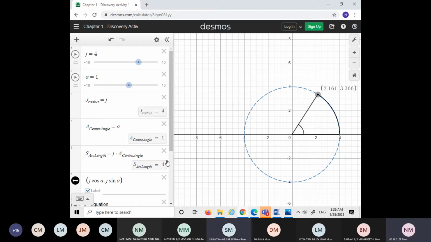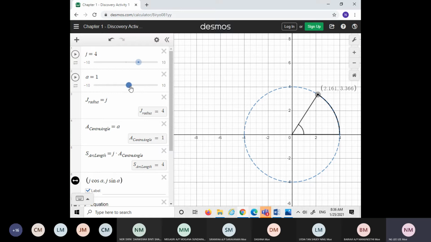Dashna, what's the number here? 4. Yeah, this 4, is it the same as something? Radius. Yes, same as radius. Okay, when the angle is 1 radian, you will see the arc length is the same as the radius.